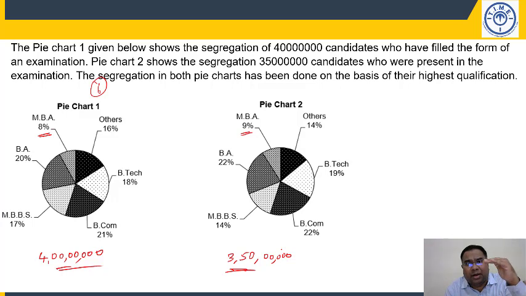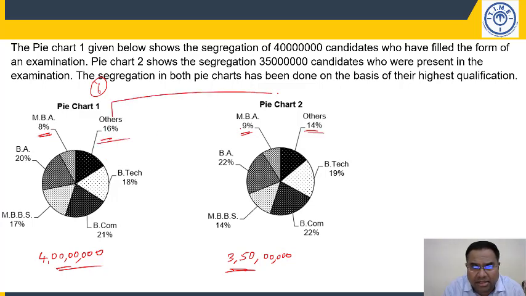If I want more number of absentees, the highest percentage in the first pie chart, from the first pie chart to the second pie chart, the percentage should drop, right? So then I will have maximum number of absentees, right? So here, if you observe, 8 and 9 is increasing. 16, 14, there is a drop here for others. Others can be my answer.